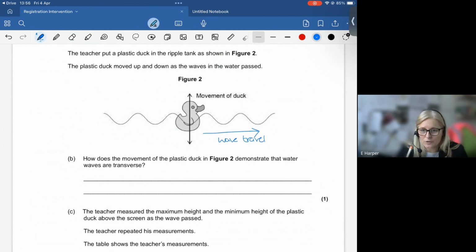Now, you cannot just put the word perpendicular because of the way the question's phrased. So you need to actually state that the duck is moving perpendicular to the direction of the wave travel. Okay, you can't just put the word, nor can you just put right angle. You have to use that key word.